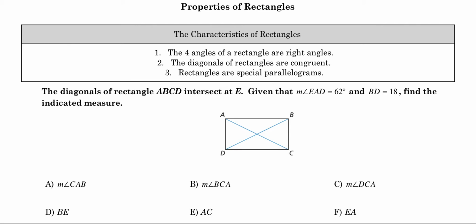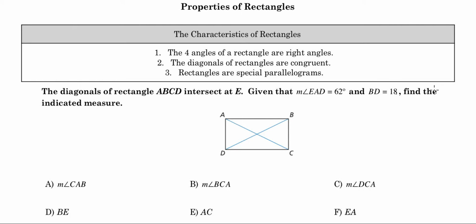All right, so this time we're going to be talking about rectangles, which is a type of parallelogram. This parallelogram has three characteristics. Actually, only two characteristics I really need you guys to know. And the two characteristics are as follows. Number one, the four angles of the rectangle are right angles.